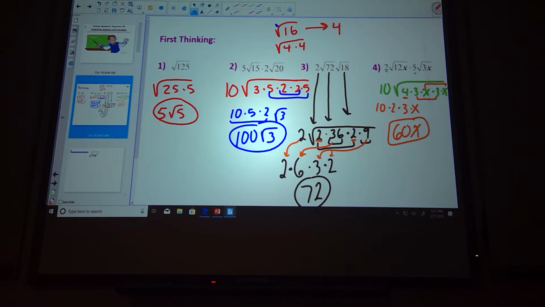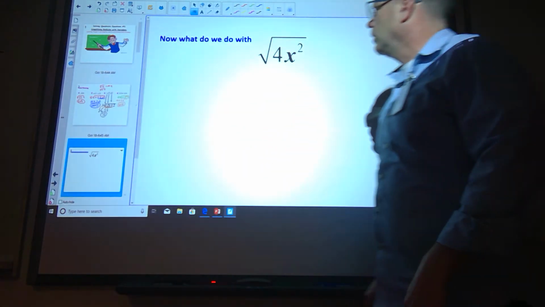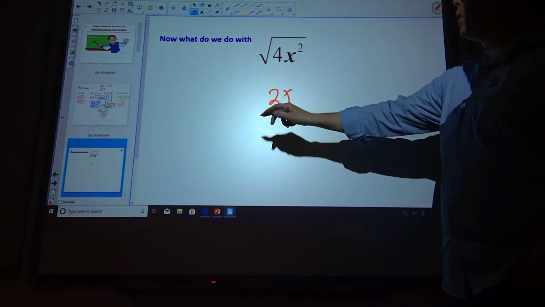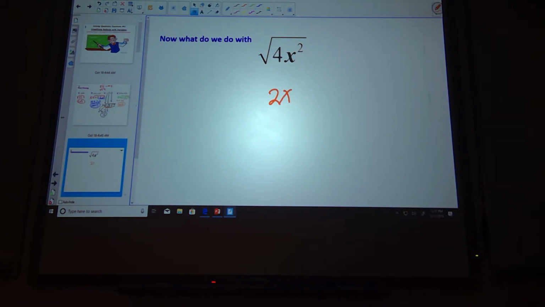Whew. Okay, so now let's kind of break it a little bit. We'll be okay. So let's take a look at this one. Talk to me about square root of 4. 2. Wait a minute. Square root x squared. 2x. I don't have, so everything's outside? And there's no square root sign? It's done.